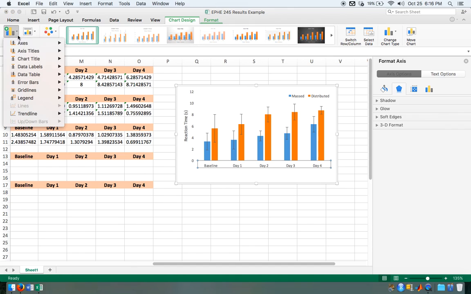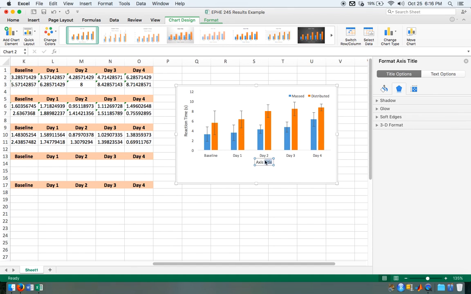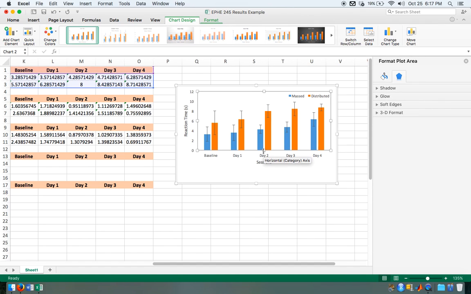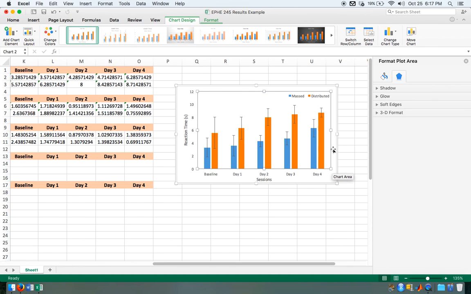And then I'm going to put an axis title on the bottom here too. We could call that sessions or whatever you want to call it. You don't have to have these specific names either, day 1, day 4, whatever. Do what you want there. Now you notice that this is a little bit high up here, so I'm going to actually pull this down a bit. So there we go.